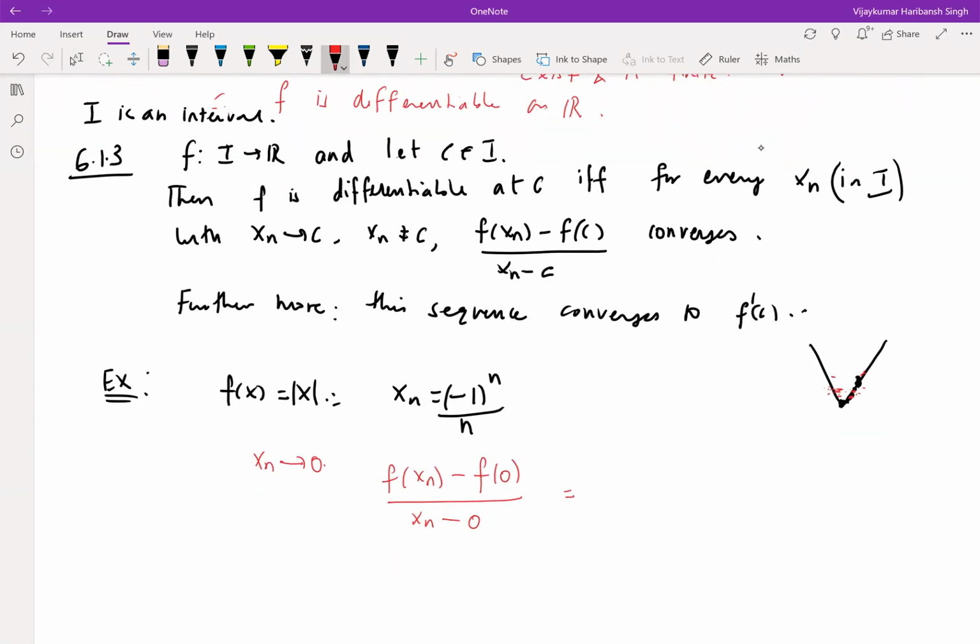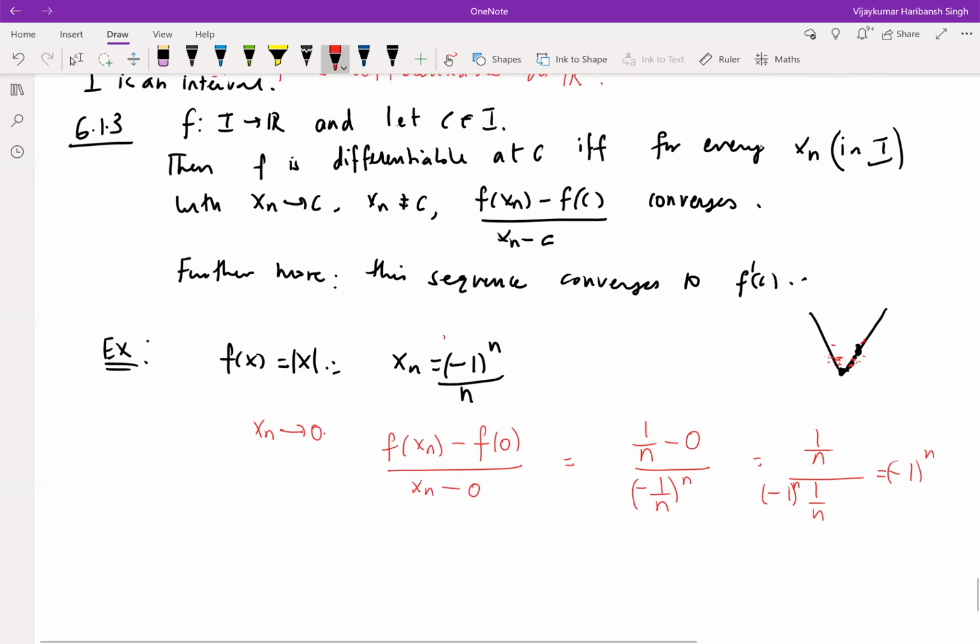So f of xn is going to be 1 over n minus 0, because the absolute value of this, the minus 1 to the power n will disappear, over minus 1 by n to the power n. And this can be seen as 1 by n divided by 1 by n times minus 1 to the power n, which is minus 1 to the power n, which basically diverges, right? So you see, using sequential criteria, you are able to show that you have an xn converging to 0, but this sequence diverges. Therefore, we get that f is not differentiable at 0. Okay, so there's no differentiability at 0.